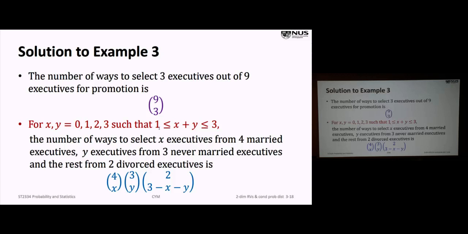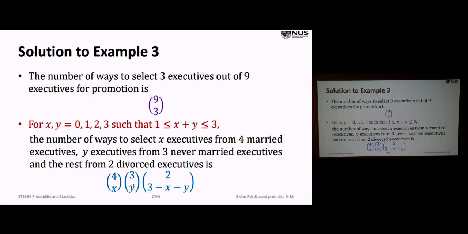So that's the second thing. Now what we have to do is work out the number of possible ways that we choose X individuals who are married, Y individuals that have never been married, and then the rest are divorced. We know that we have 4 individuals that are married, and we're going to draw X. So there's 4 choose X possible ways to choose that, multiplied by, there are 3 never married, and there are Y possible ways to choose those individuals.